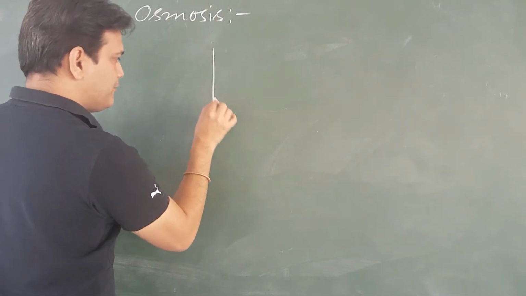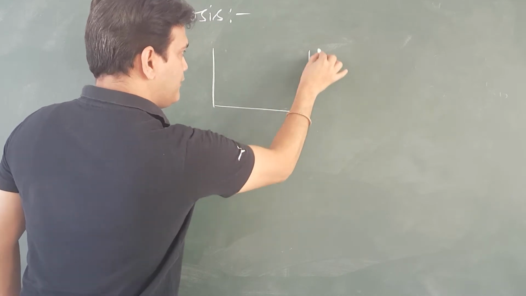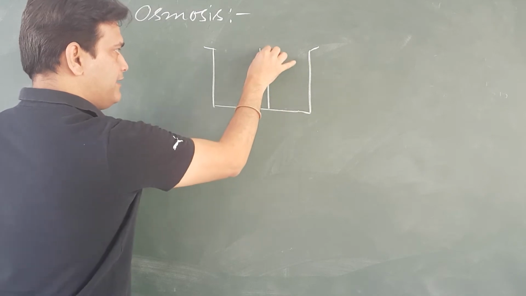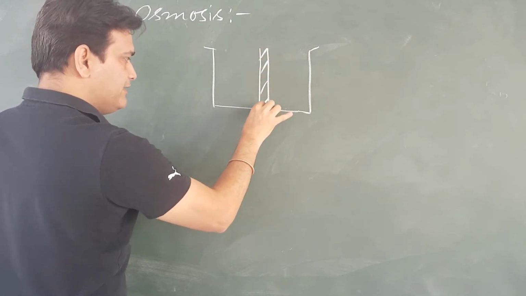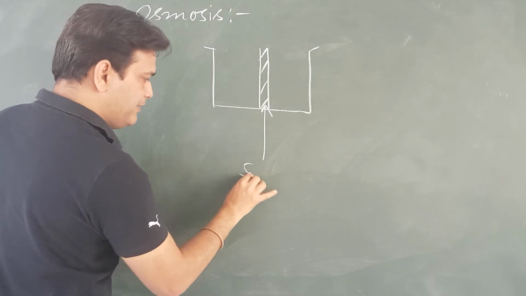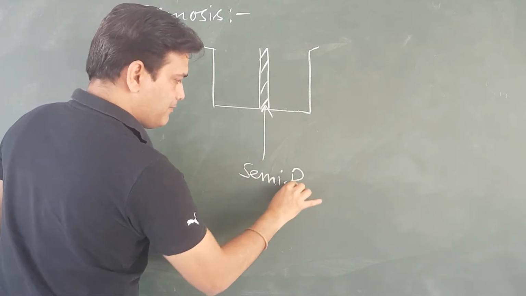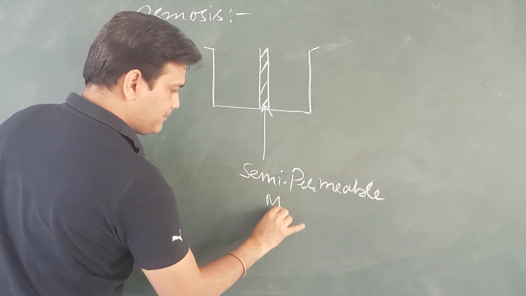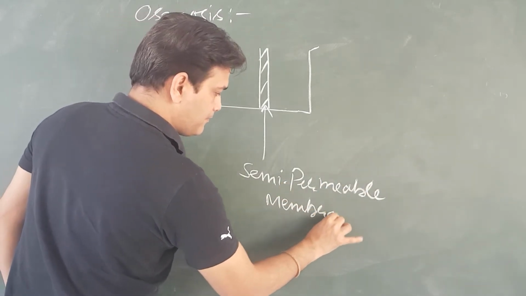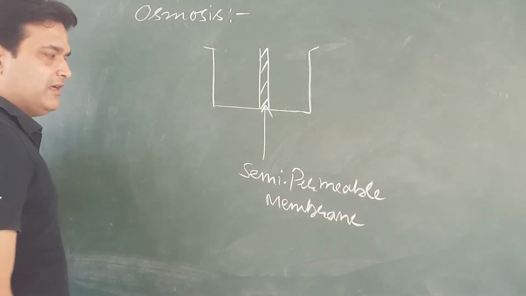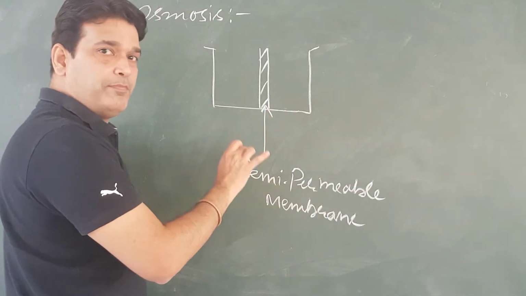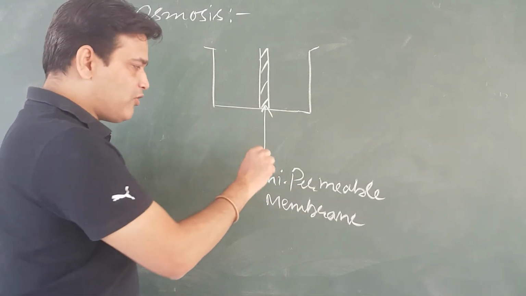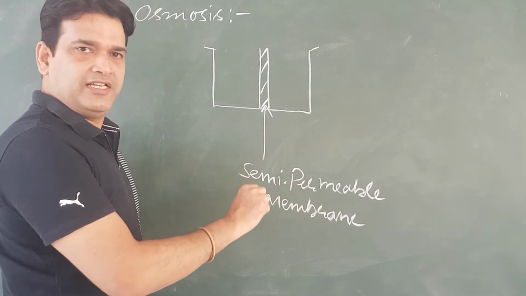Osmosis. Suppose we have this container and we have applied this semi-permeable membrane. This is also called parchment membrane or animal membrane. It can also be prepared artificially in the lab.